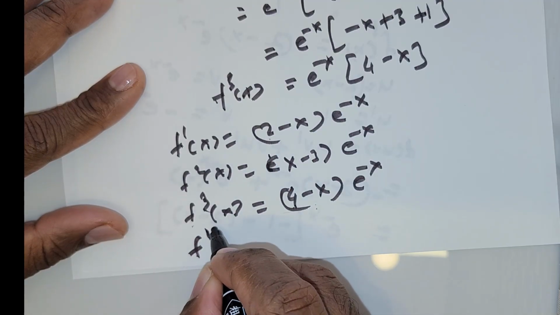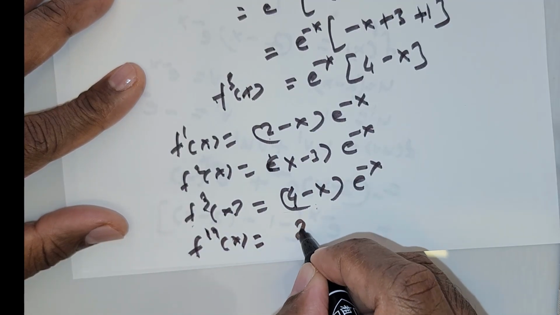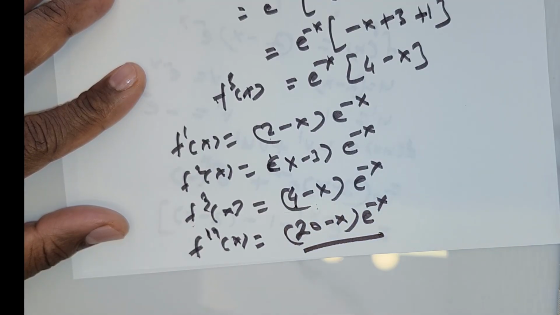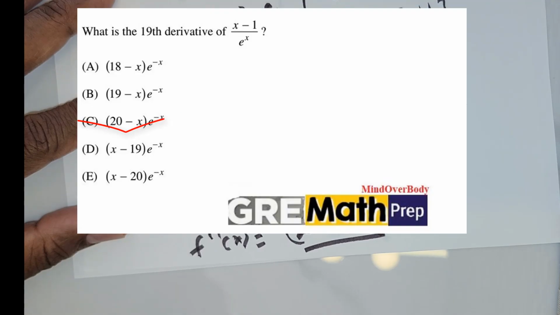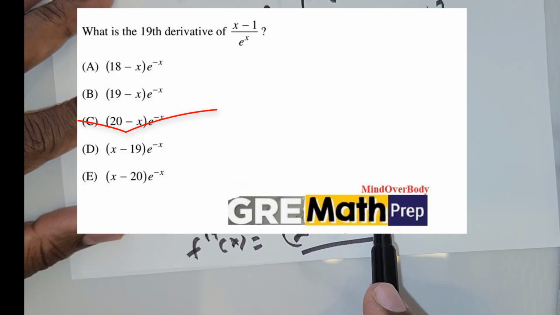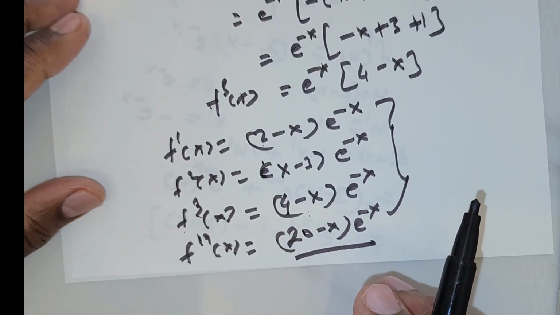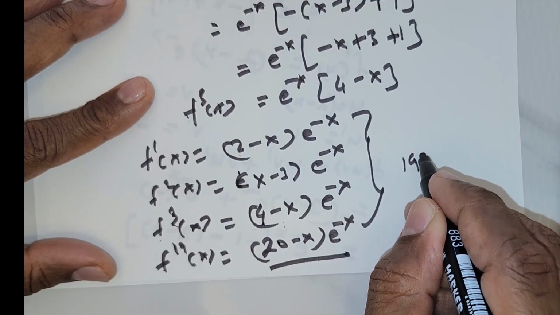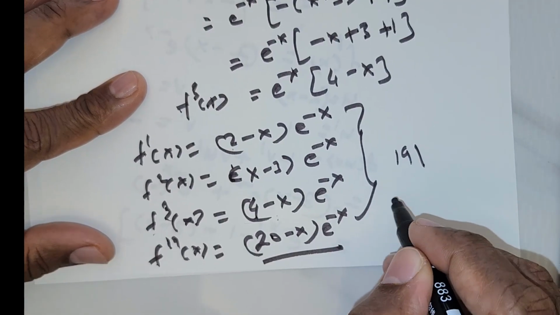Now we are asked to get f19 of x. So f19 of x is going to be (20 − x) e raised to the power of negative x. So this is the correct choice for this question. What you need to do is set up the pattern. Once you get the pattern, you will be able to get the answer, no matter whether they are asking to find the 19th derivative or the 191st derivative. It does not matter, right?